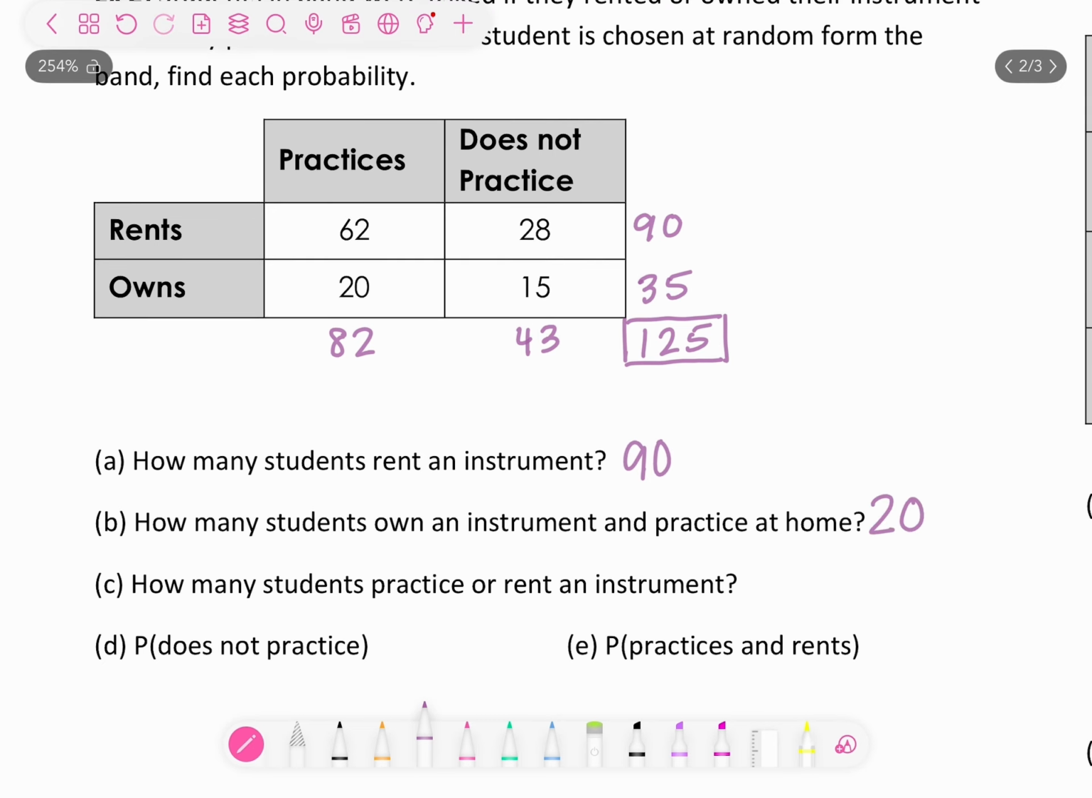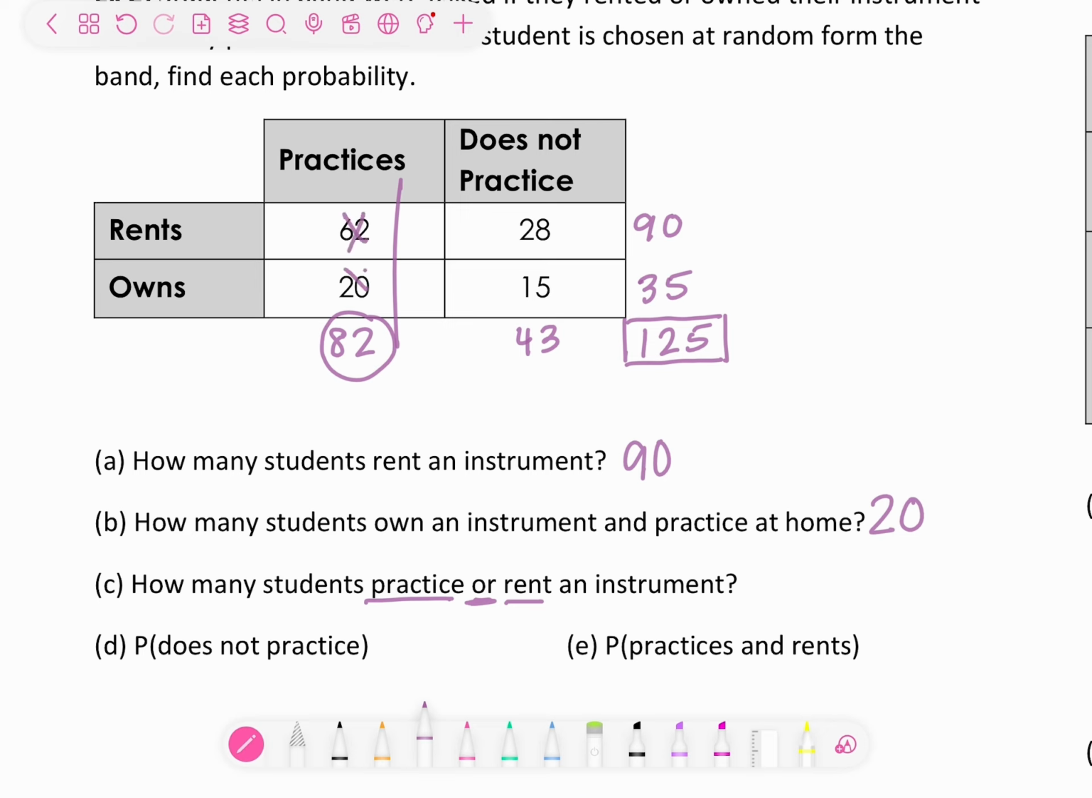How many students practice or rent an instrument? Okay, be very careful here. Or, that means it's everybody who practices plus everybody who rents. So everybody who practices and everybody who rents, just don't count students twice. I find it easiest to go to one of them first. So who practices? If I go down, that's 82. And then go to whoever rents, who I haven't counted yet.